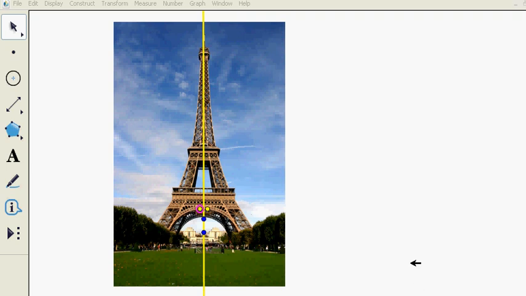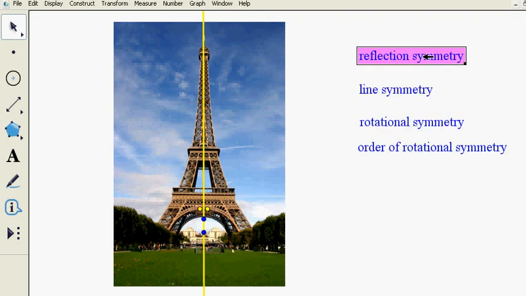So in this segment we've talked about symmetry. We've talked about the following terms. We talked about reflection symmetry. It's being reflected on either side of the line. And we've talked about that's also line symmetry. We have vertical line symmetry. We have horizontal line symmetry. We can also have some diagonal line symmetry as well.